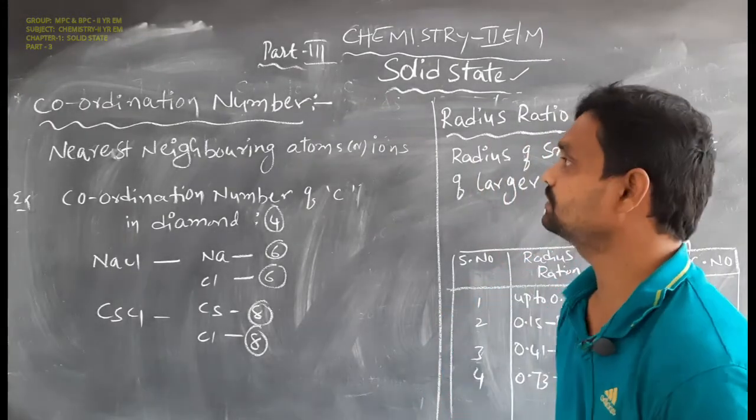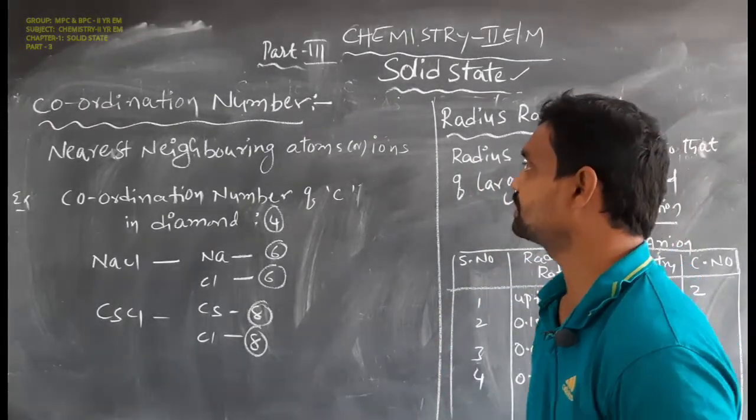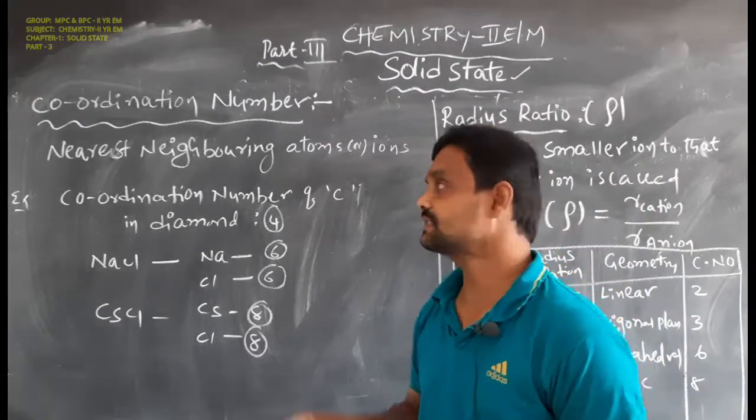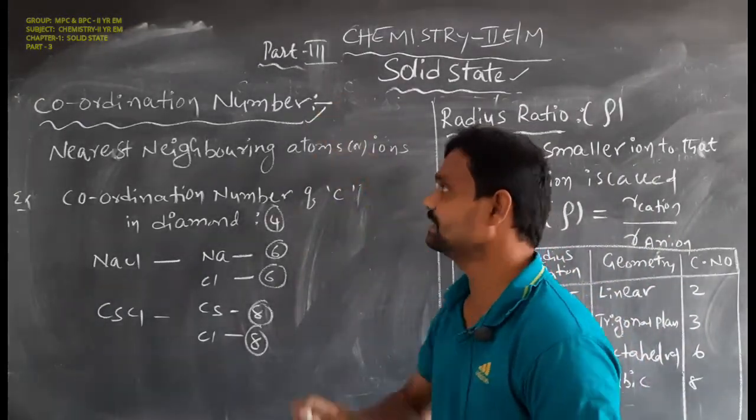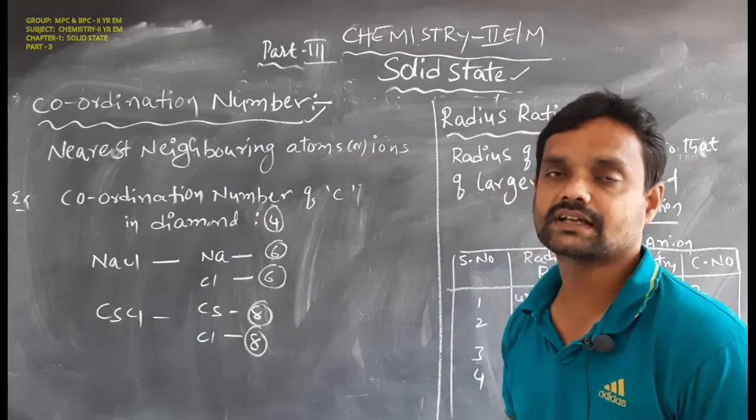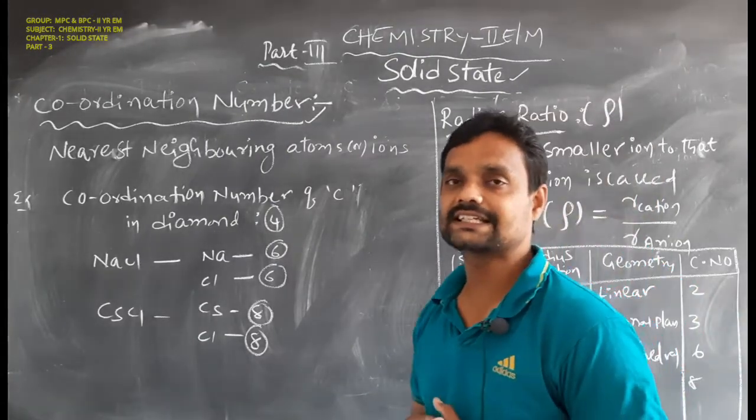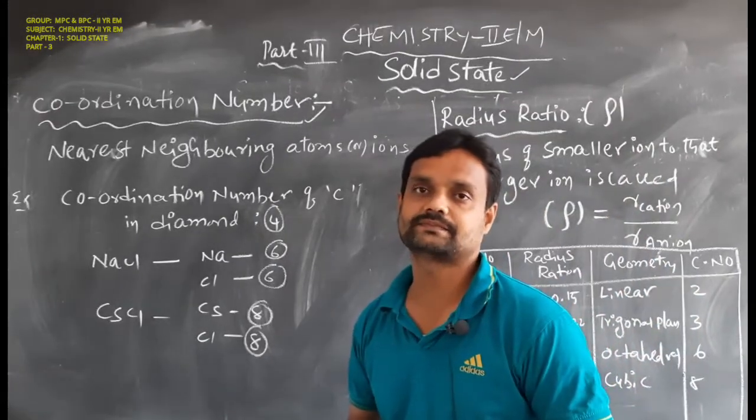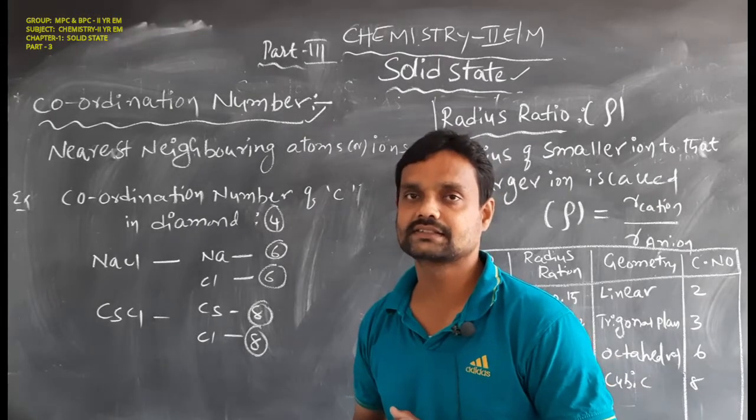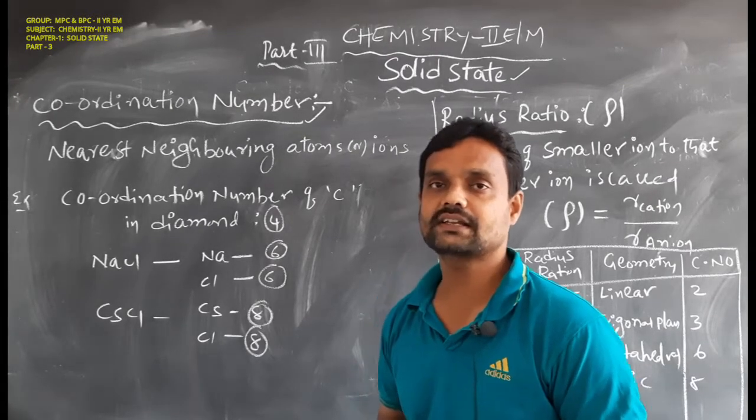And now we are going to explain the coordination number. So what is meant by the coordination number in this class? Simple meaning: coordination number means the nearest neighboring atoms or ions. That is called the coordination number.